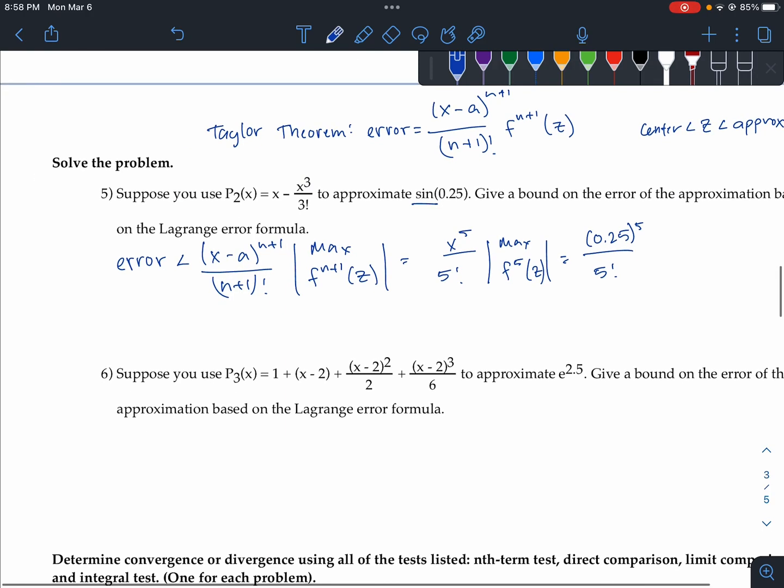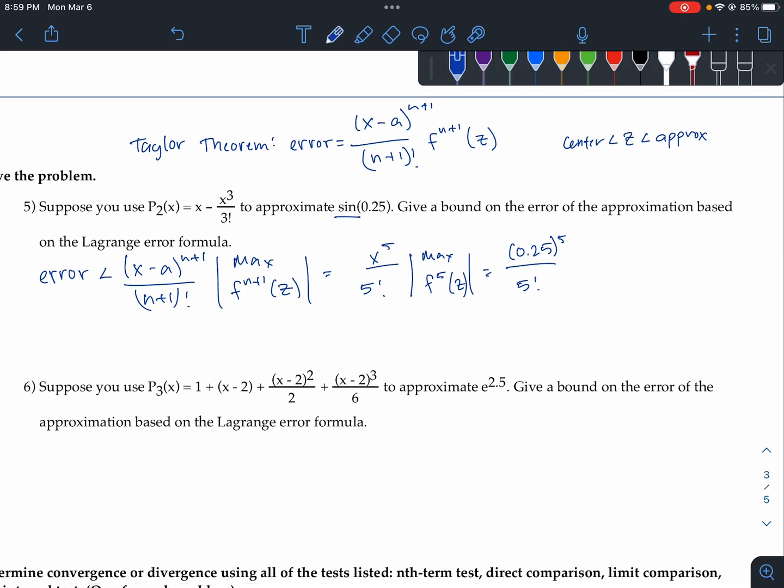Now we need the 5th derivative of sine of x, because that's what the function is right here. The 5th derivative of sine, if you do that 5 times, is going to be cosine. So this is going to be cosine of z. And z is going to be greater than 0, because that's the center, and less than 0.25. Okay, now one of these two values is going to maximize this. In this case, 0 would maximize cosine, so this is going to be equal to 1, leaving us with just this right here as our error.